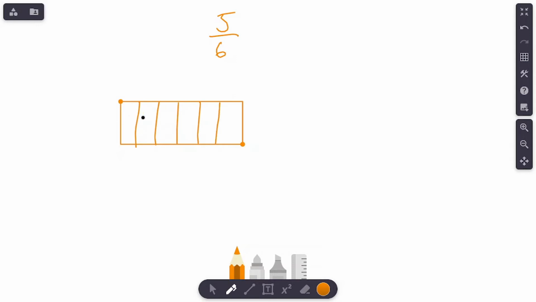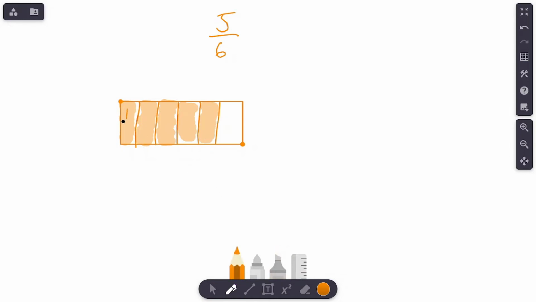Let's see, that's 1, 2, 3, 4, 5, 6. I need to color in 5 out of the 6 to represent 5/6. There's 2/6, 3/6, 4/6, and 5/6. Here we go. All right.